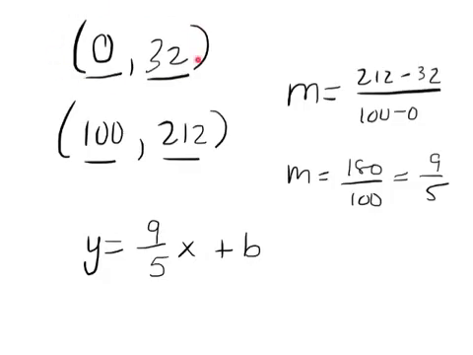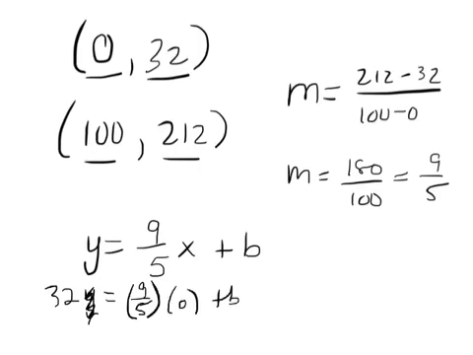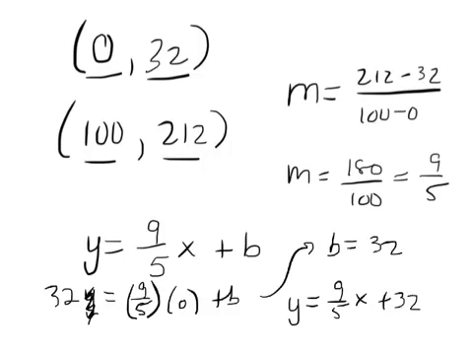So we're going to take this point here and plug it into the equation, 0 for x and 32 for y. Well, when that happens, you get 32 equals 9/5 times 0 plus b, which just tells us that b is 32. So the relationship we get is y equals 9/5 x plus 32. Well, you might be saying, how does that help me?